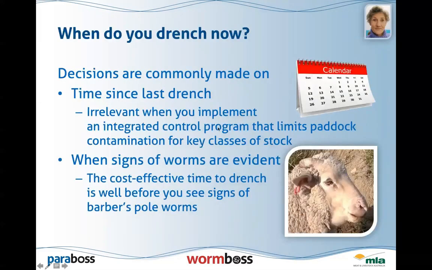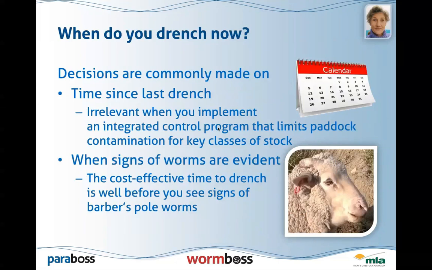Now, in summary, if you aren't following an integrated worm control program, you're most likely drenching based on the time since last drench. And in high rainfall areas during the warm months, that's probably every 4 to 6 weeks. Now, as the sheep are being rapidly reinfected, the pasture contamination is high, you just sort of get into this routine of having to keep drenching.